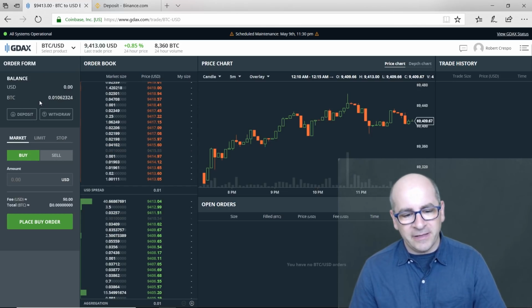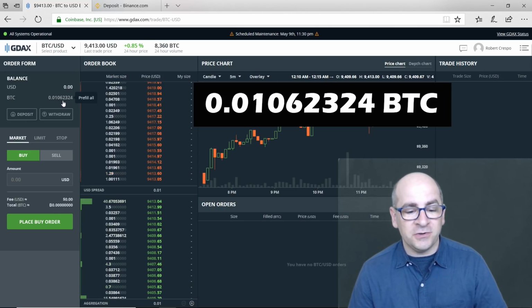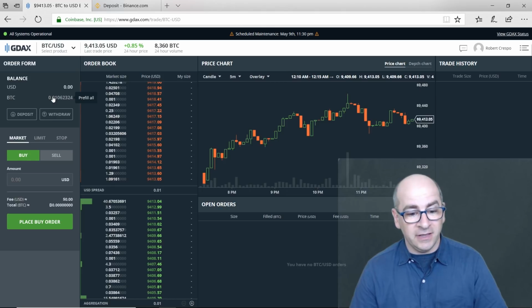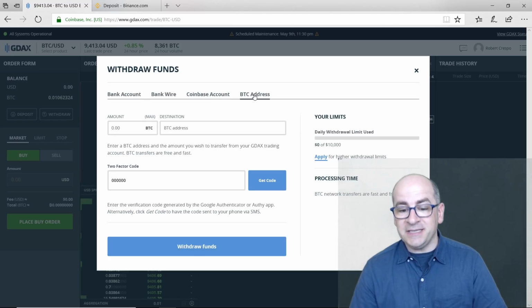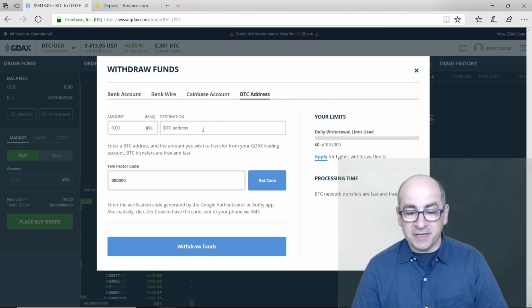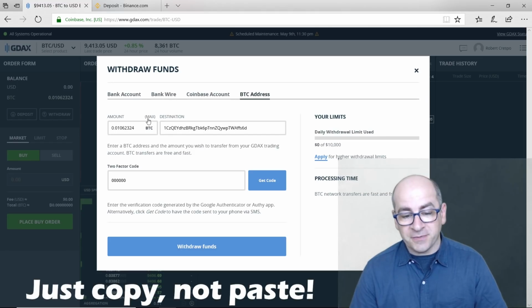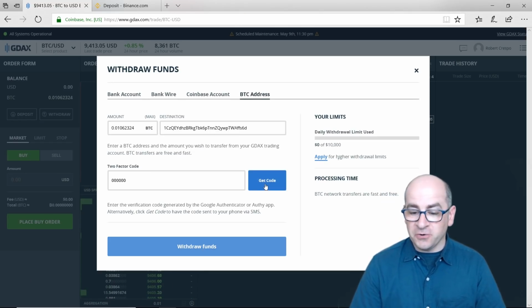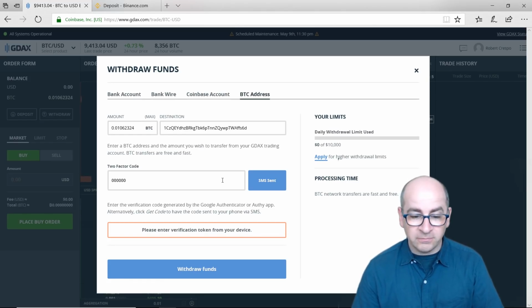I've already got about 0.01062324 Bitcoin, and that's the exact amount that's going to be sent to my Binance account. Click on Withdraw, click on the BTC address. This is the destination it's going in. Copy and paste, and I'm clicking the max amount. Okay, that's the max amount going, and I need to get that security code. All right. And let me pop that in from my phone.